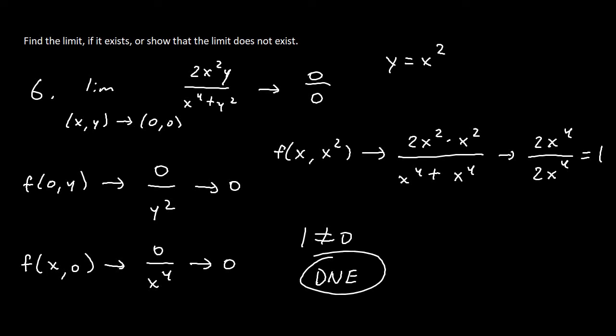So the main strategy here is to pick a substitution like y equals x squared that cancels out most or basically all of the variables. So in this case we could cancel out all of them, so we just got a singular value. And so that is usually the best route to go.